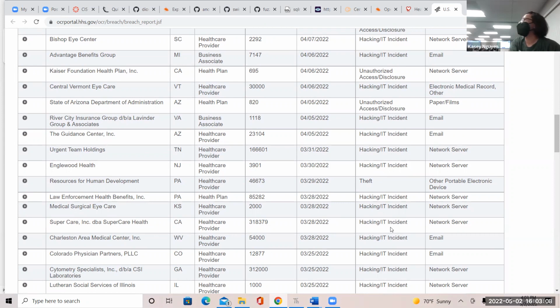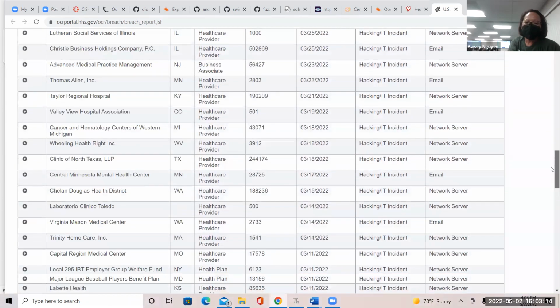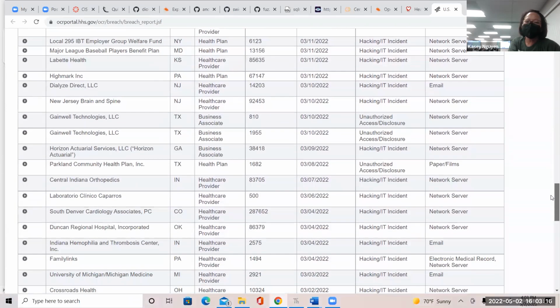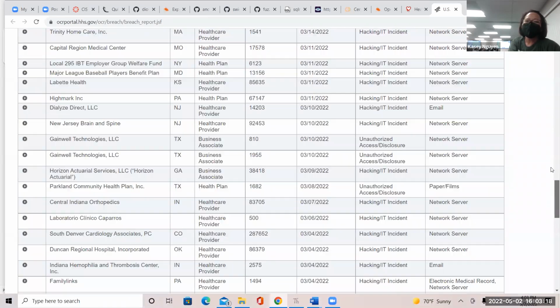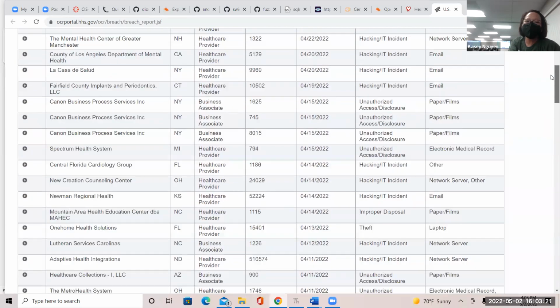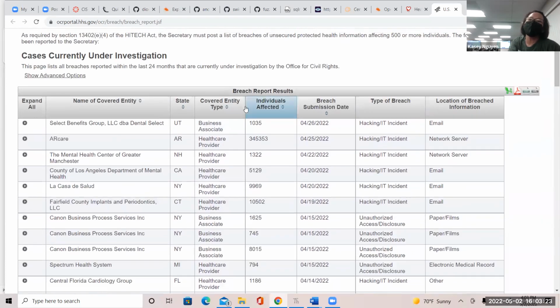Network server, also an attack incident. Okay. And then you go down more. Okay. Yeah. So in the month of, I'm sure that you can generate the report that it's going to give you here.